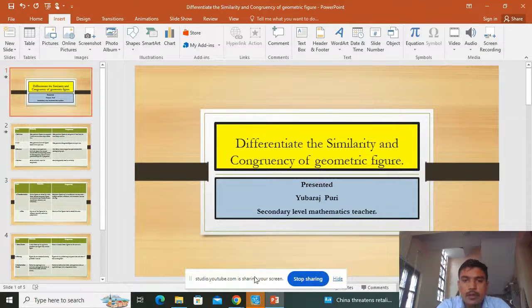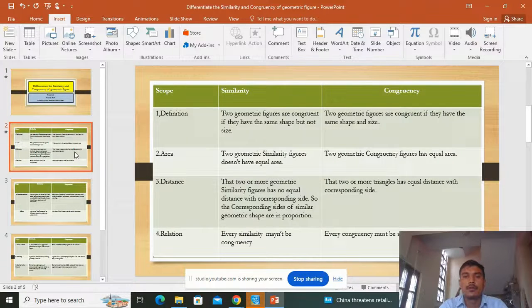Differentiate the similarity and congruency of geometric figures. What is the difference between the similarity and congruency of geometric figures? Presented by Yuvraj Puri, secondary level mathematics teacher. Today, I am going to discuss the difference between the similarity and congruency of geometric shapes or figures. First of all, I take the scope, similarity and congruency, to differentiate them.